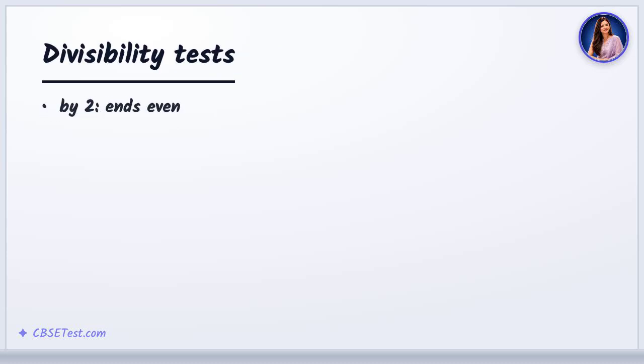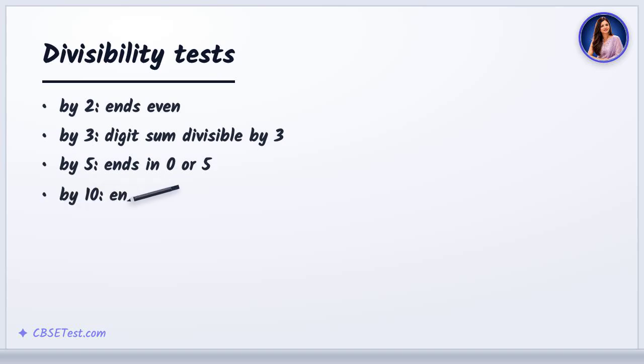Quick tests save time. Divisible by 2 if it ends even. By 3 if the digit sum is. By 5 if it ends in 0 or 5. By 10 if it ends in 0.